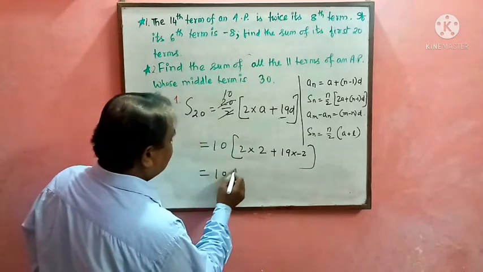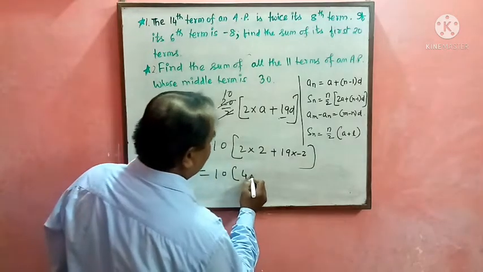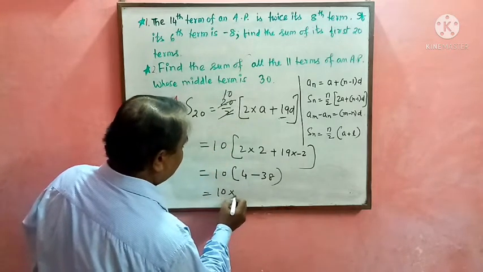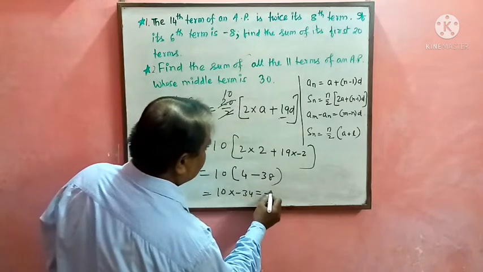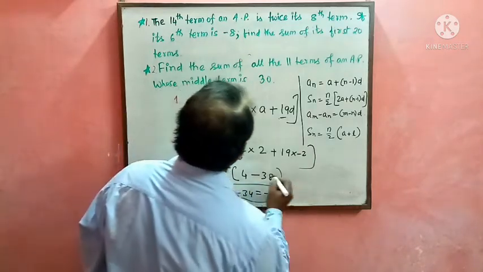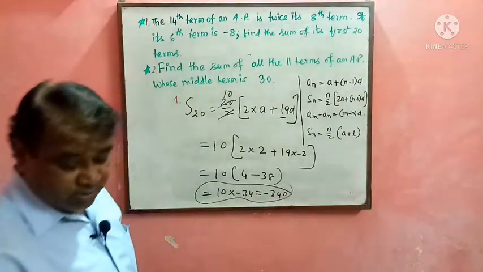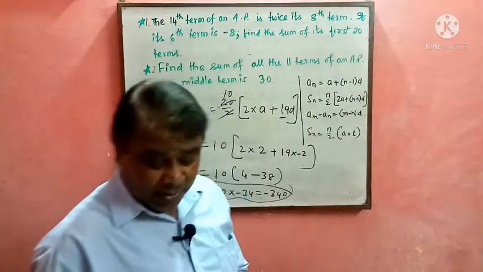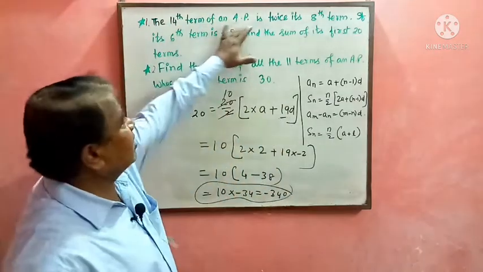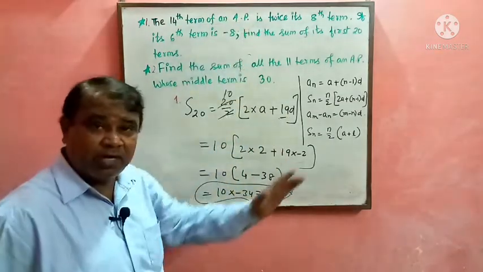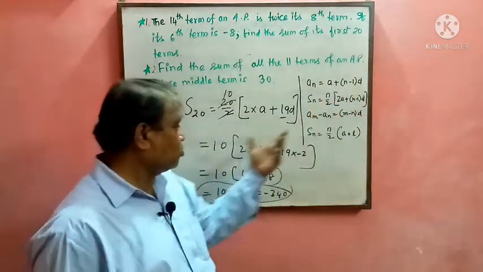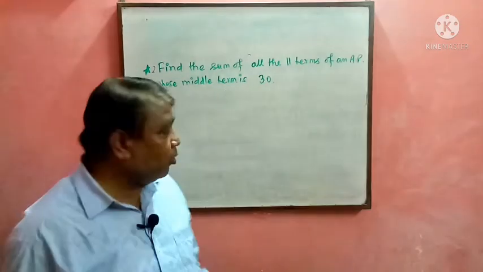This is 10 into 4 minus 38. This is 10 into minus 34. This is minus 340. This is the sum of the 20 terms of this AP. I hope you have followed this one. Whenever such a relation is given, you try to have an equation and follow these identities. So you have done this question. Now you follow this question.